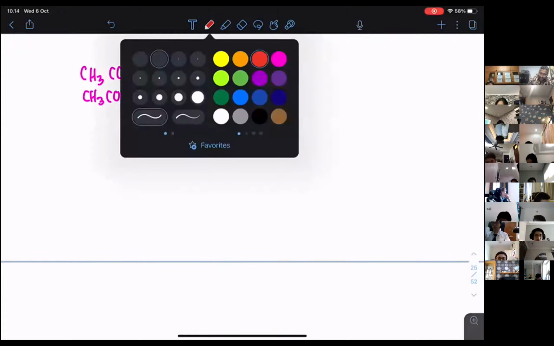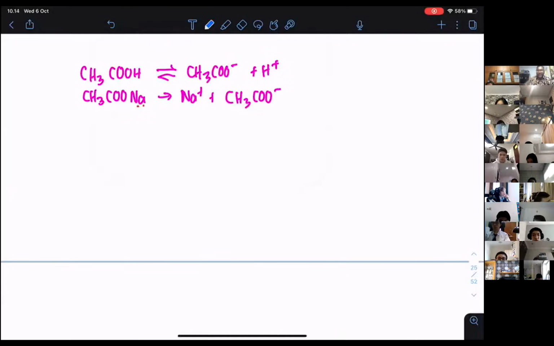Okay, let's say you want to represent this using apples. You have 100 apples, and when they dissociate, they give you only one apple. And then you have 100 apples here, and when they dissociate, they give you 100 apples over here. I hope this one is very clear.